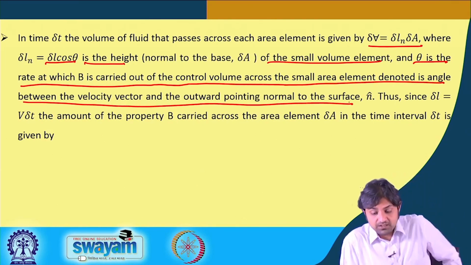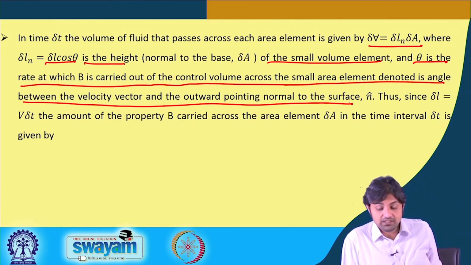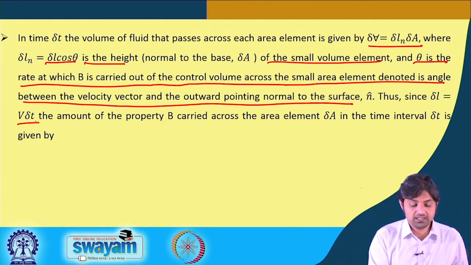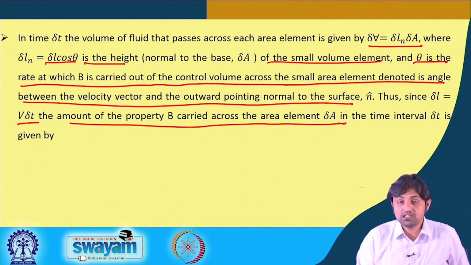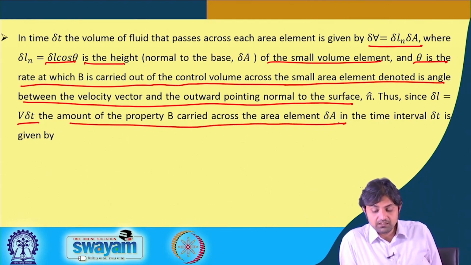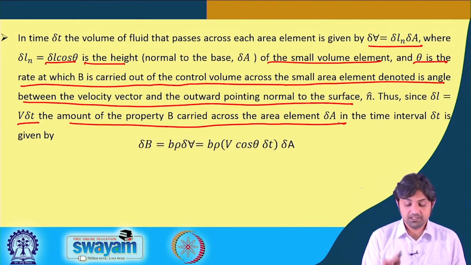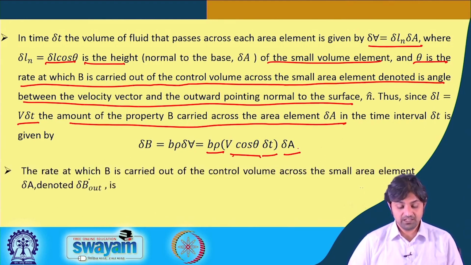So theta is the angle between the velocity and the normal. Thus, since delta L is equal to V delta t, the amount of property B carried across the element area delta A in the time interval delta t is given by, same thing, B rho V cos theta delta t into delta A. Now, instead of V, it is V cos theta, the normal direction.